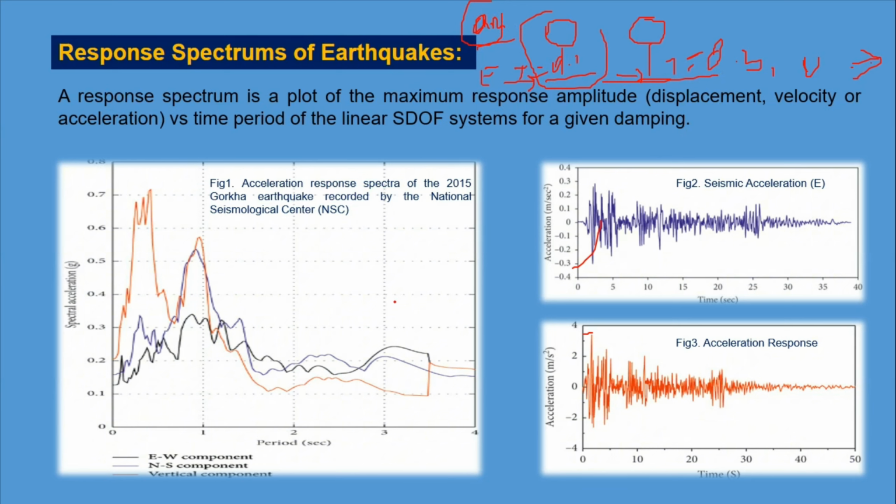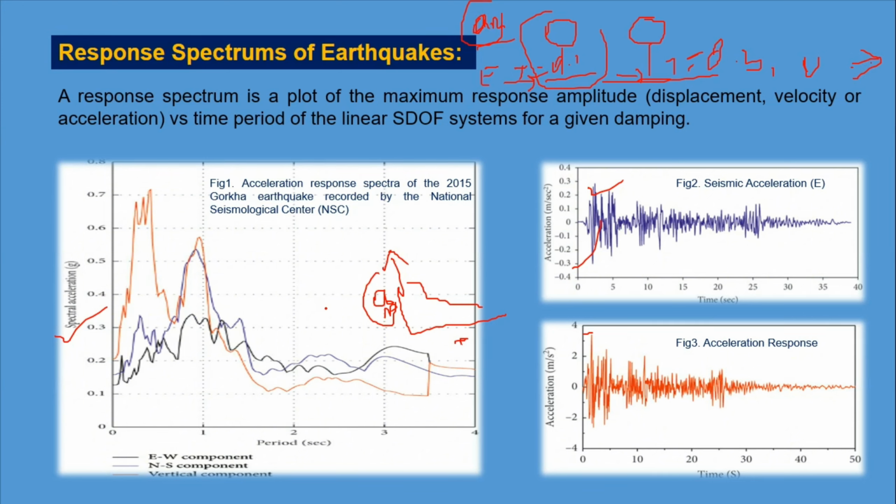If we plot that, we get a graph which might look like this. This is the Amax in the y direction, and this is the time period of single degree of freedom systems. This Amax is called spectral acceleration. And we get this response spectrum curve for this particular earthquake that occurred in that region.